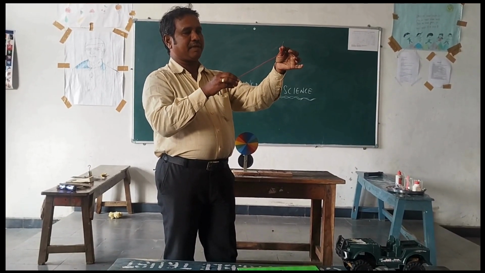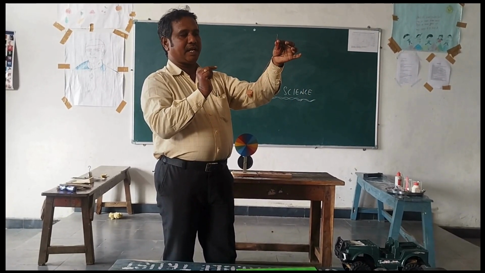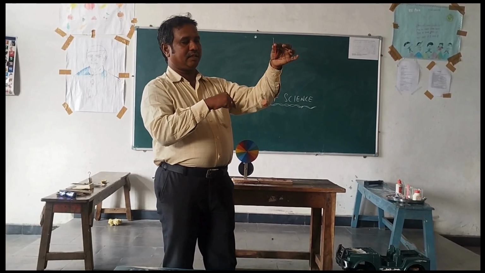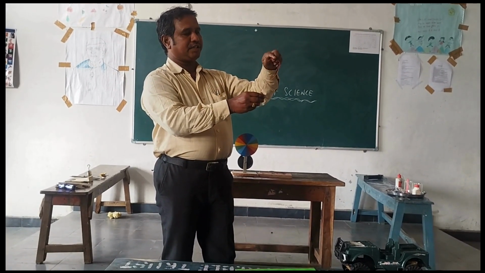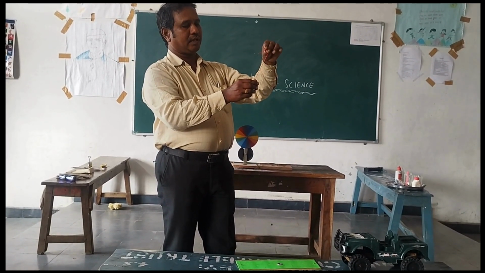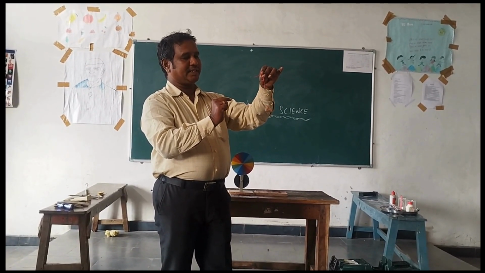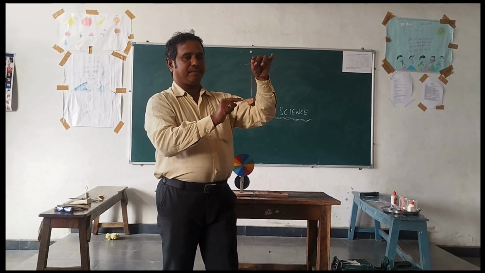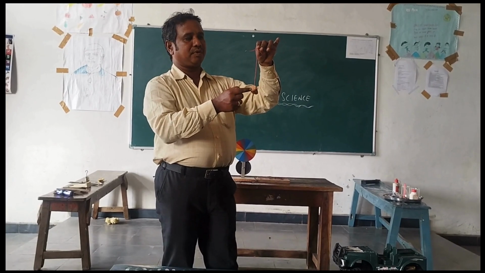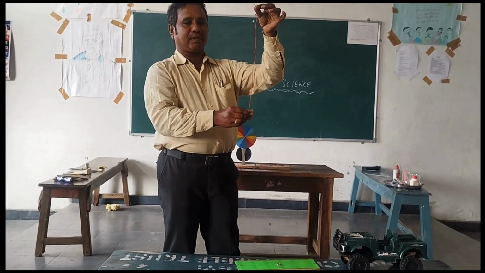Just I am pulling to the same extreme point and leaving. Now you can see that within the same time it is making more oscillations. So time period is less, frequency is more. If I decrease the length still further, it makes even more oscillations. So the shorter the length of the pendulum, the smaller the time period and the greater the frequency. With this concept we can easily relate time period and frequency.